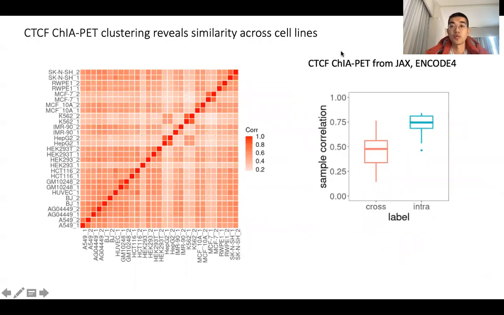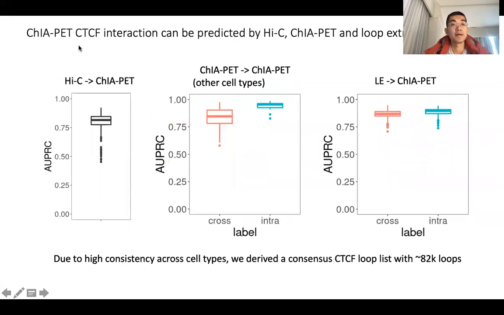Moving on from that, we obtained more CTCF ChIA-PET data from ENCODE that was generated by the Jackson lab. Clustering of all the over 20 samples reveals a huge similarity of CTCF interaction across cell types. We also showed that the CTCF interaction can be predicted by Hi-C or ChIA-PET from other cell types, as well as our loop extrusion model. Due to this high consistency observed in this data set, we derived a consensus CTCF loop list with over 80K CTCF loops in total.